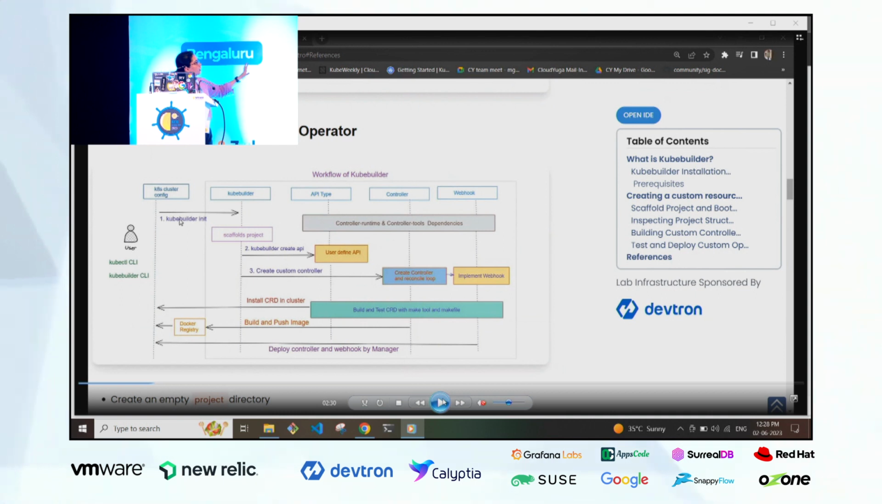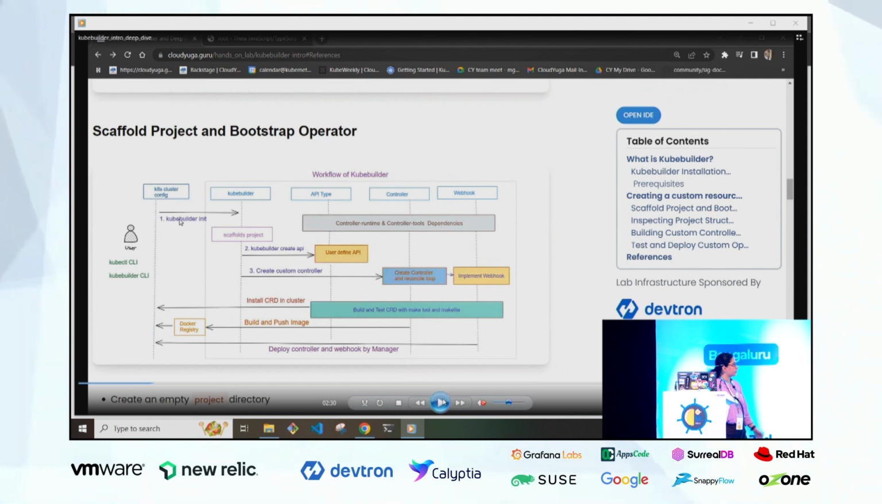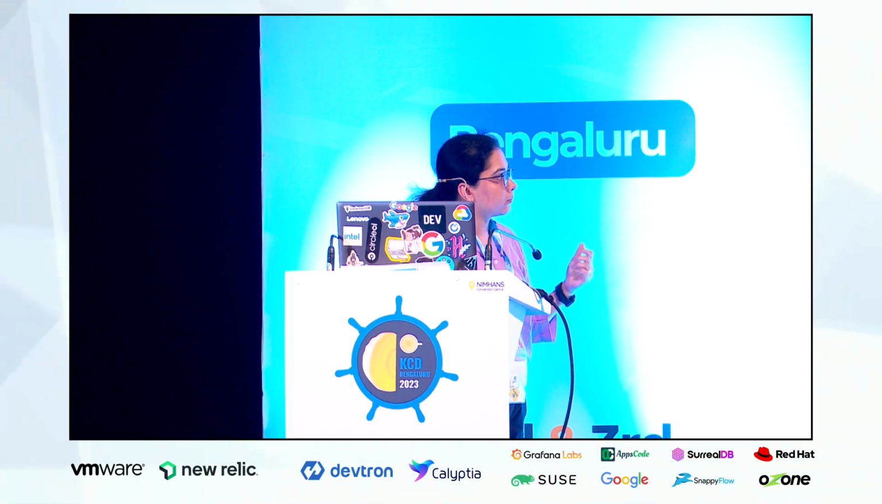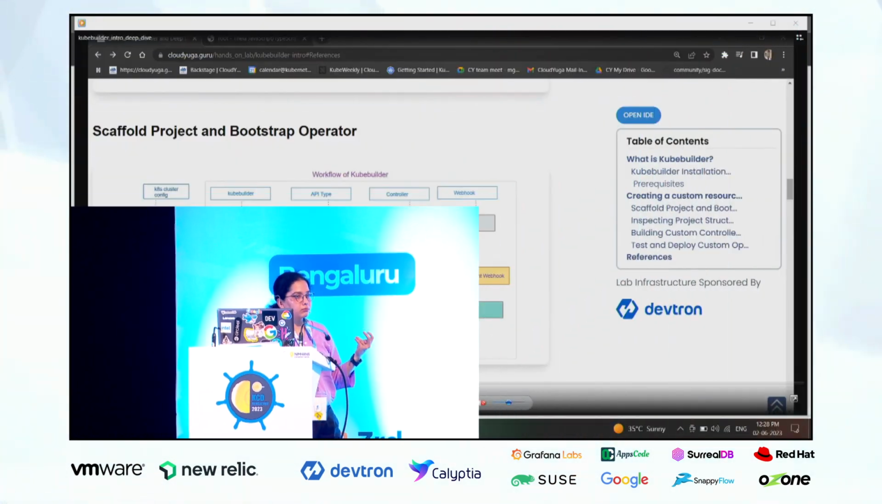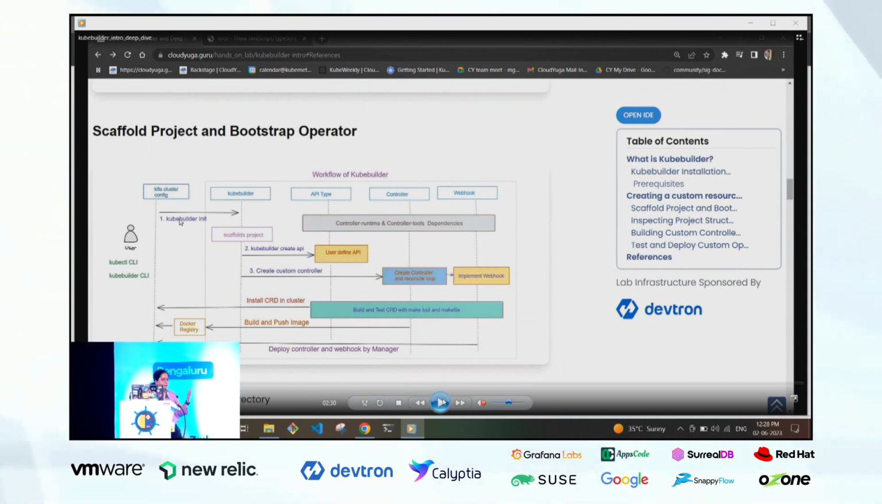So this is how a basic workflow should look like for scaffolding a project and building your own Kubebuilder operator. First we have to install the Kubebuilder CLI. As a prerequisite, you have to install Golang, and with the help of that Golang, the Kubebuilder CLI will be installed. You also need a Kubernetes cluster so that you can test it, and if necessary Docker, so that after testing, if you want to put it on your Docker registry, you can.